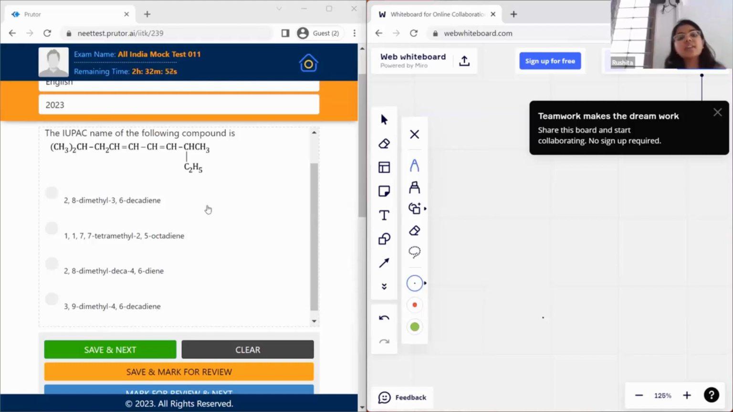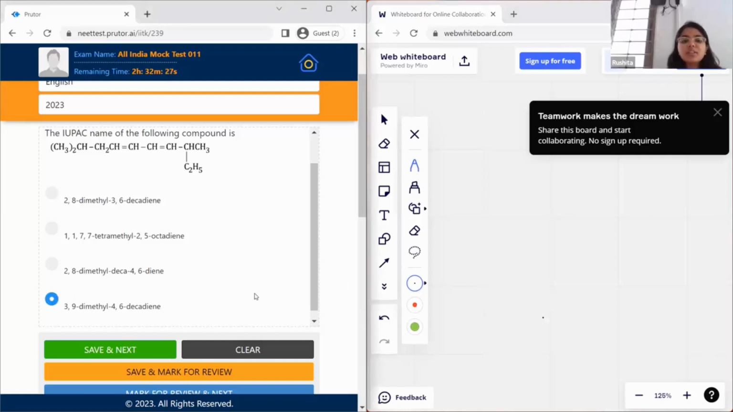And then the second rule is that the double bond should come in the position where the carbon number is least. So if we count from here, the double bond would come in 4th and 6th position. And if we count from here, then it would come in 5th and 7th position. Right, so 4 and 6 is lesser than 5 and 7. So the option would be number 4.